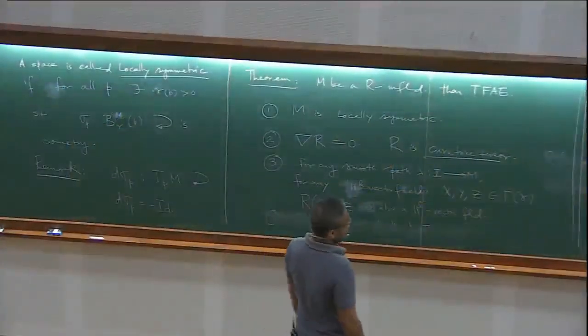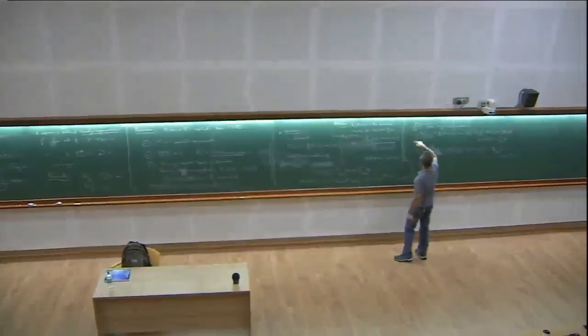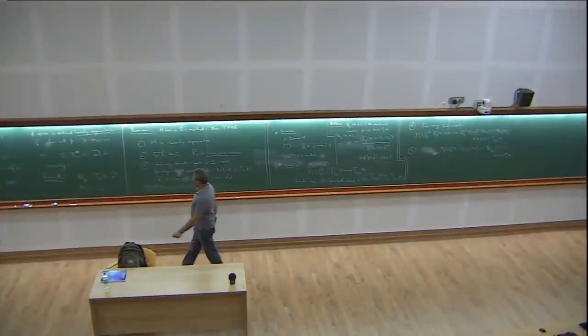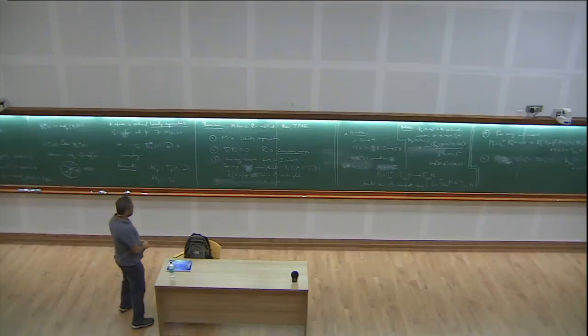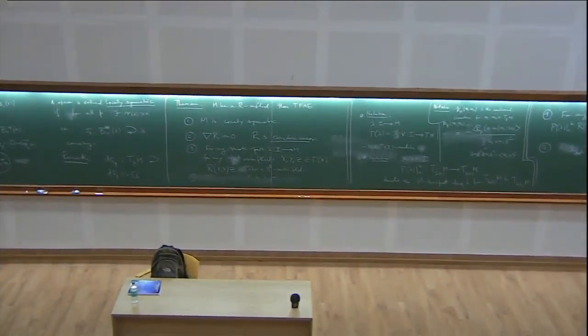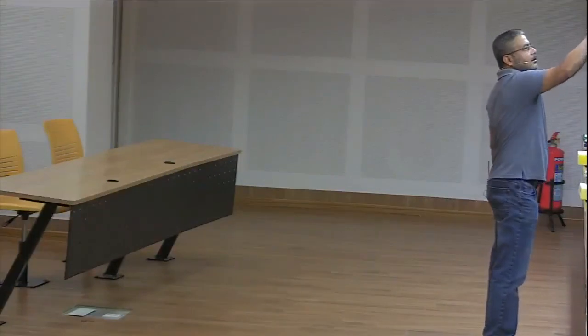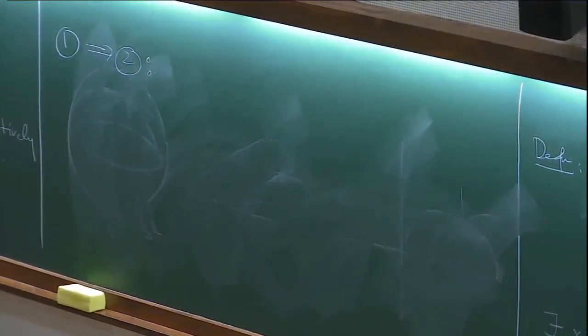So basically, I'll prove 1 implies 2 and 5 implies 1. Okay? Because 4 implies 1. And later on, I'll just show that 4 is equivalent to 5. So 2, 3, and 4 are equivalent for any tensor, not just for any Riemannian manifold. So, 1 implies 2. This follows from the very basic fact that if you multiply minus 1 three times, it remains minus 1. Okay? So that gives 1 implies 2.